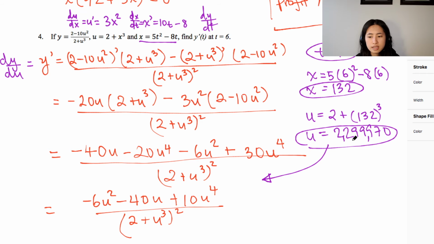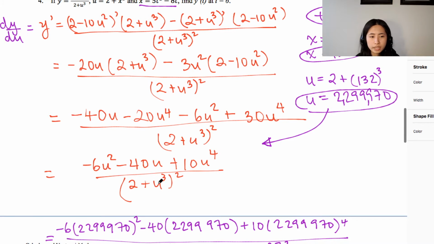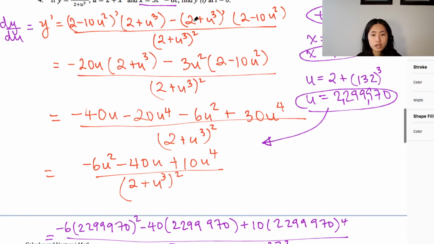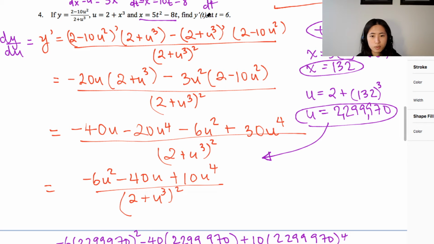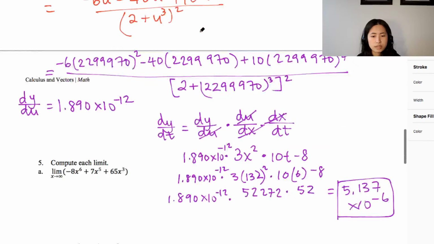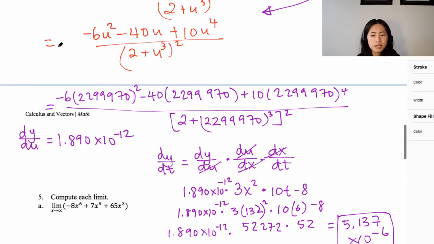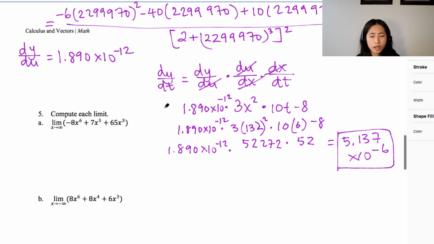And because you're getting this number for u, all you have to do is plug that into your dy over du equation, and then you're going to get dy over du over here. And that's the value, which is 1.890 times 10 to the negative 12. But we're not yet done because we are looking for the first derivative of y with respect to t, which is essentially dy over dt, right? Because what we have right now is just dy over du. That's not dy over dt. Therefore, in order to find what dy over dt is, we need to set up our own equation such that you have dy over du. You multiply that to du over dx, right?